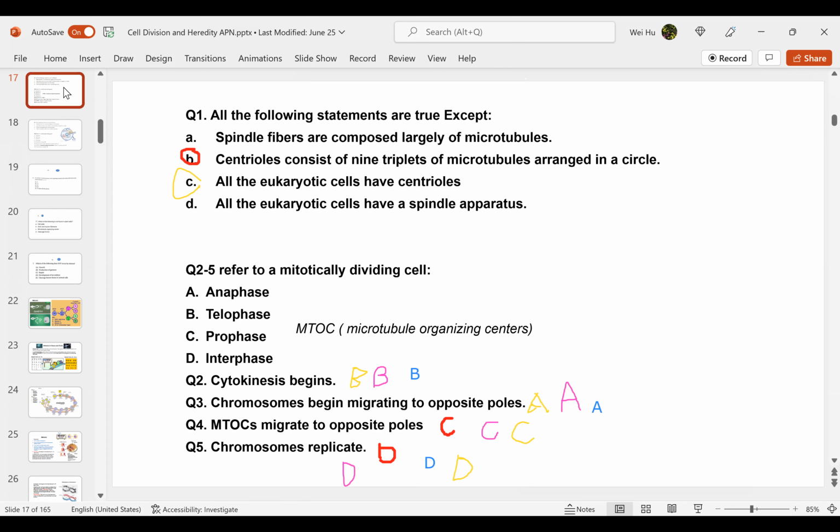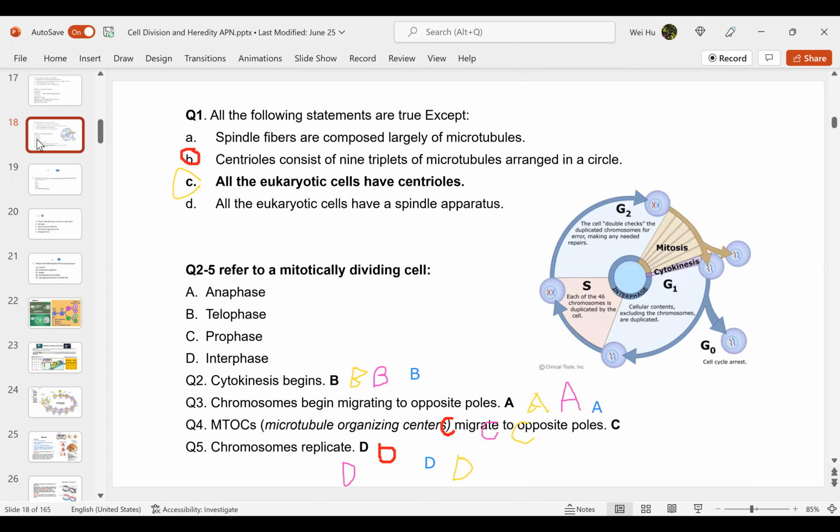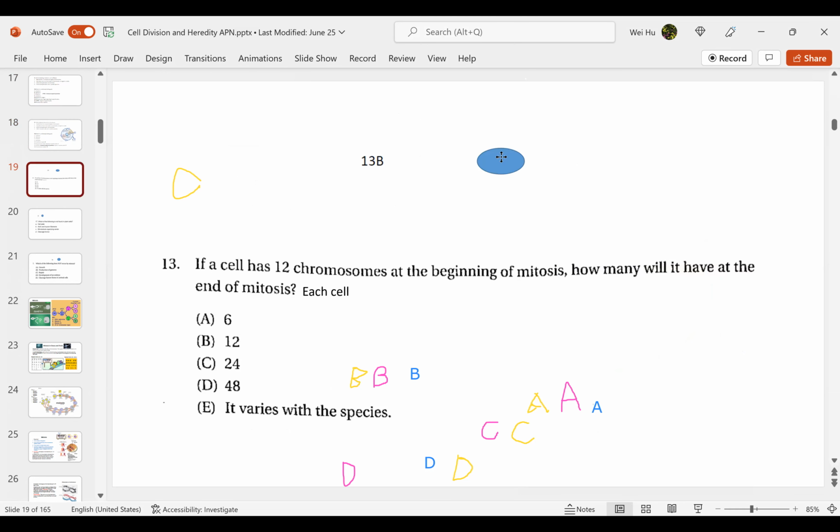Okay, so now the answer for this one is C, because plant cells do not have centrioles. Okay. So now let's look at this one. Question 2 is a B, question 3 is A, question 4 is C, question 5 is D. Yeah, you did very well. Okay, don't forget question 1, please. Okay, so now let's answer this question.